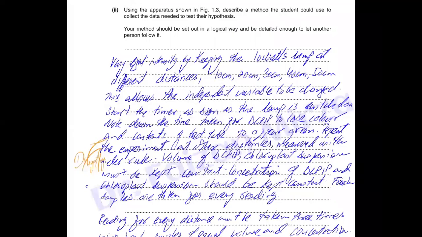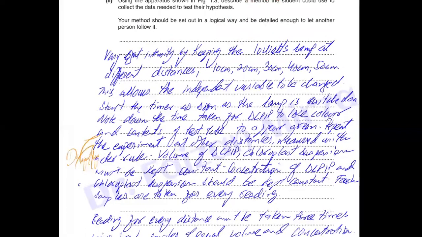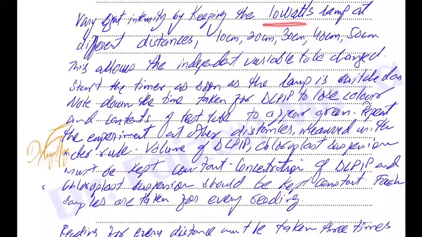Using the apparatus shown in figure 1.3, describe the method that the student could use. So again, you will be mentioning your variables, your procedure, your risks and the safety, and how this kind of experiment can be carried out. You will vary light intensity by keeping the 10-watt lamps at different distances. Keep the lamp wattage constant, and keep them at different distances: 10 centimeter, 20, 30, 40, 50 centimeter. This allows the independent variable to be changed.